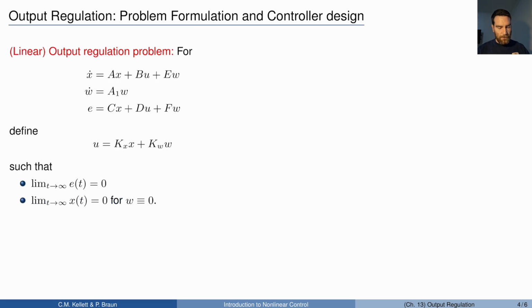Okay, but with that, let's get back to our output regulation problem, which we have written in terms of the dynamical system here. And for this system, now we want to define a controller depending on x and on w such that the error goes to 0, and in the case that w is equal to 0, meaning that the disturbance is equal to 0 and that the reference signal is equal to 0, we also want internal asymptotic stability, meaning that the whole state x is converging to 0.